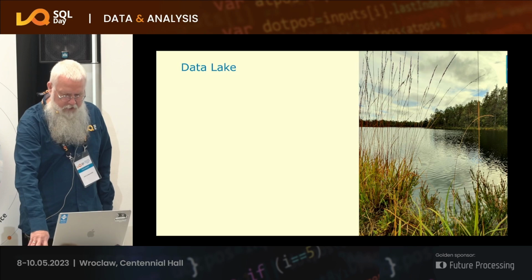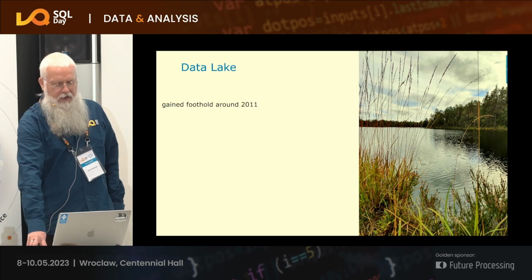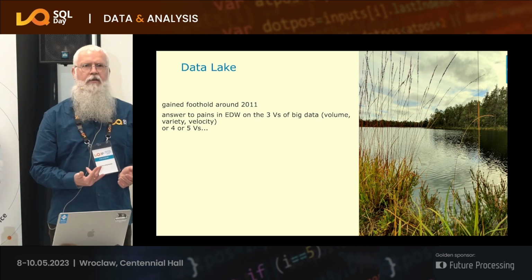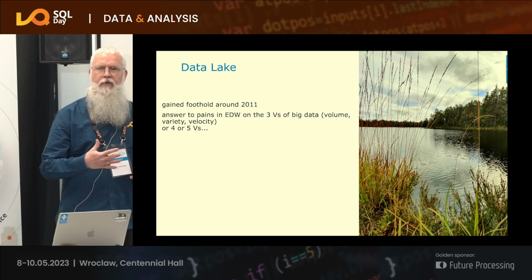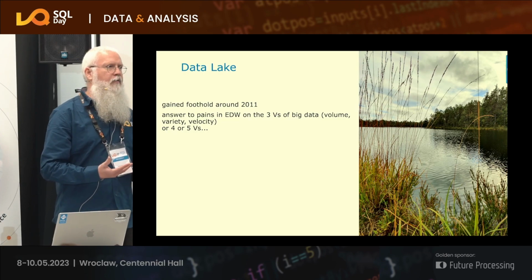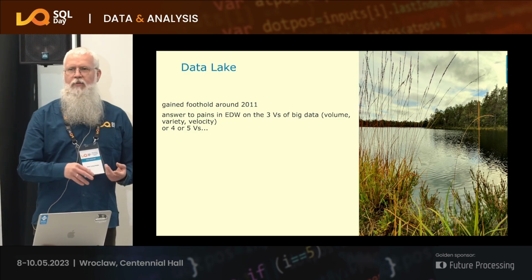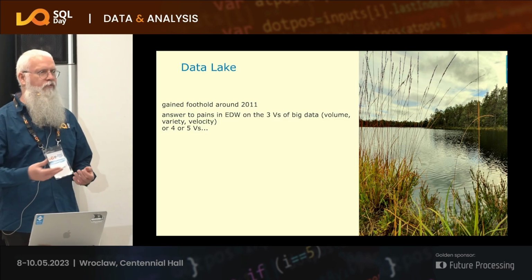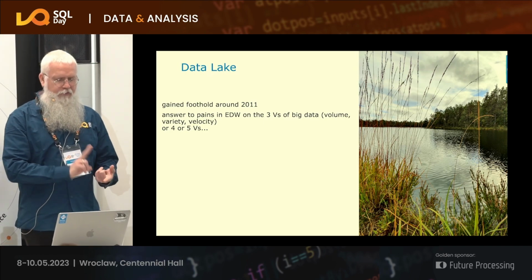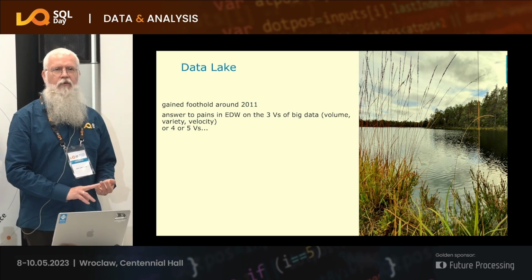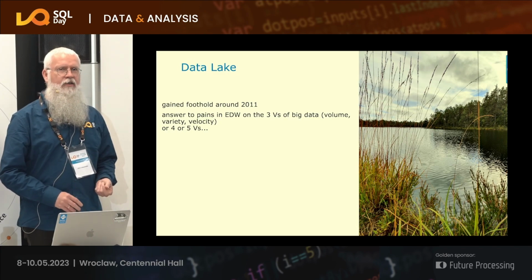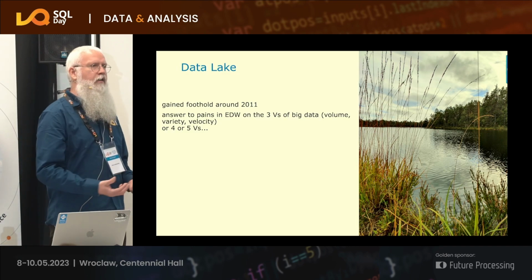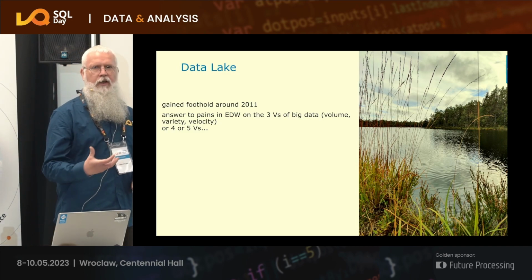Then we have the data lake, and data lakes gained foothold around 2011, and it tries to answer the pains that relational database systems faced when we got the big data part in. And big data, normally you talk about the V's, and depending on which marketing department you're talking to, there might be 4 or 5 or 6 or 10. But volume, variety, and velocity of the data. So the amount of data that is going into a relational database, the velocity of that data as it streams in, puts a strain on those systems.